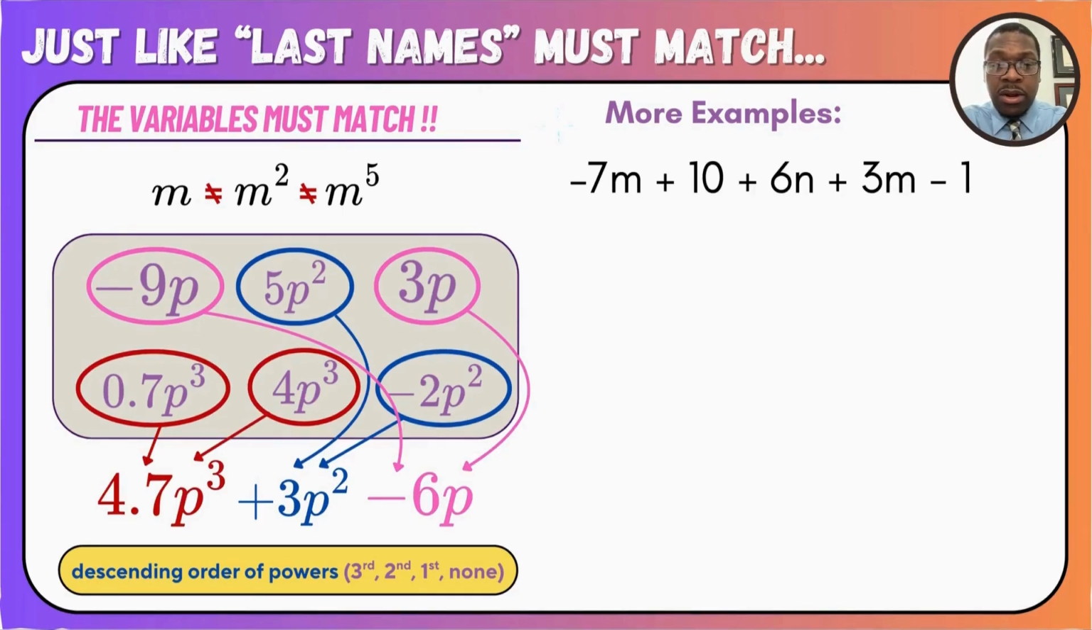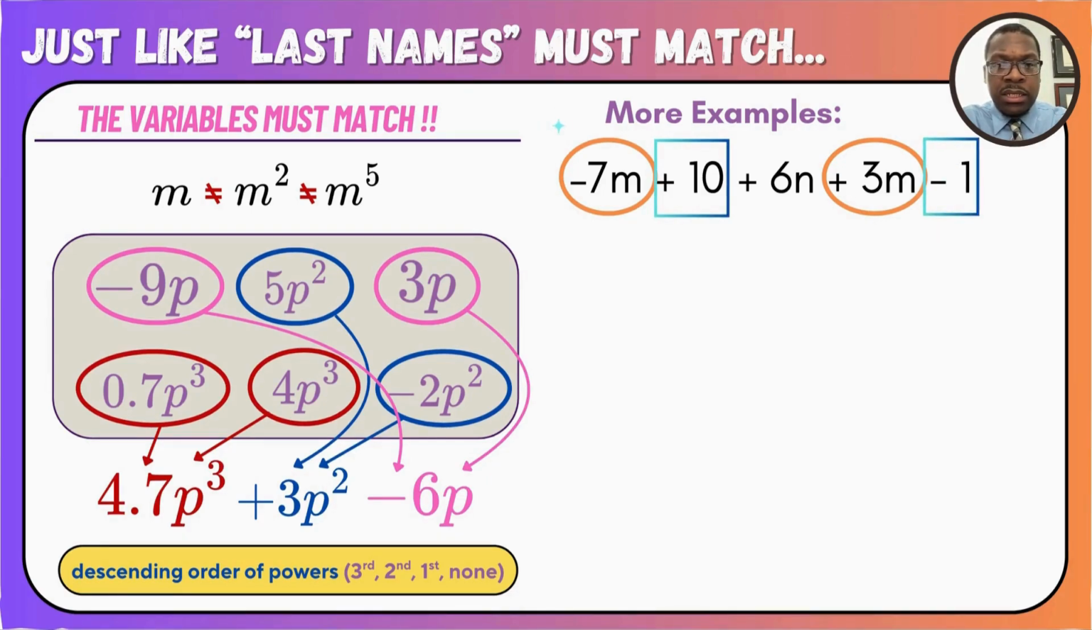So we'll take a look at our m's first. We'll scour and see, do we see any other m's? And we do. Positive 3m. Okay, let's look at our next one, which is our regular number, positive 10. Do we see any other regular numbers? And we do. We see negative 1.